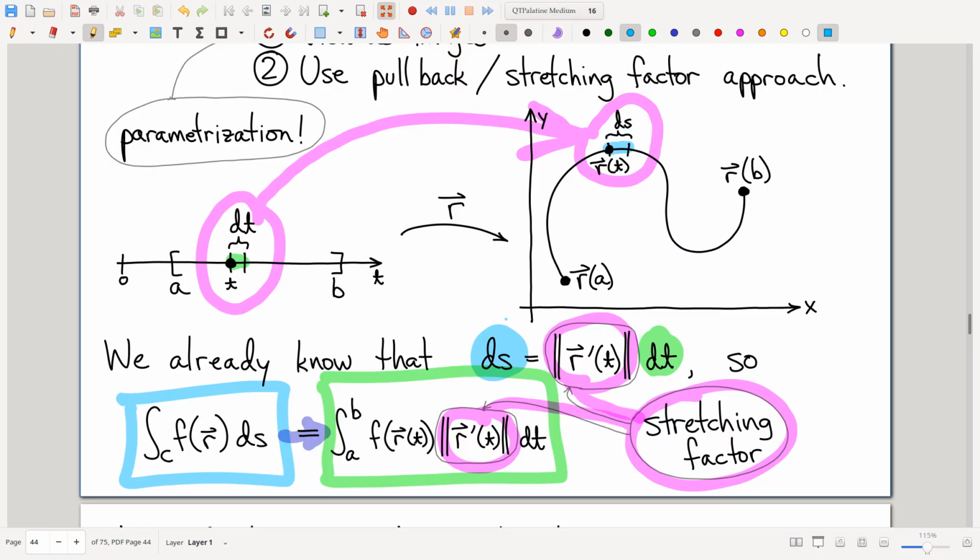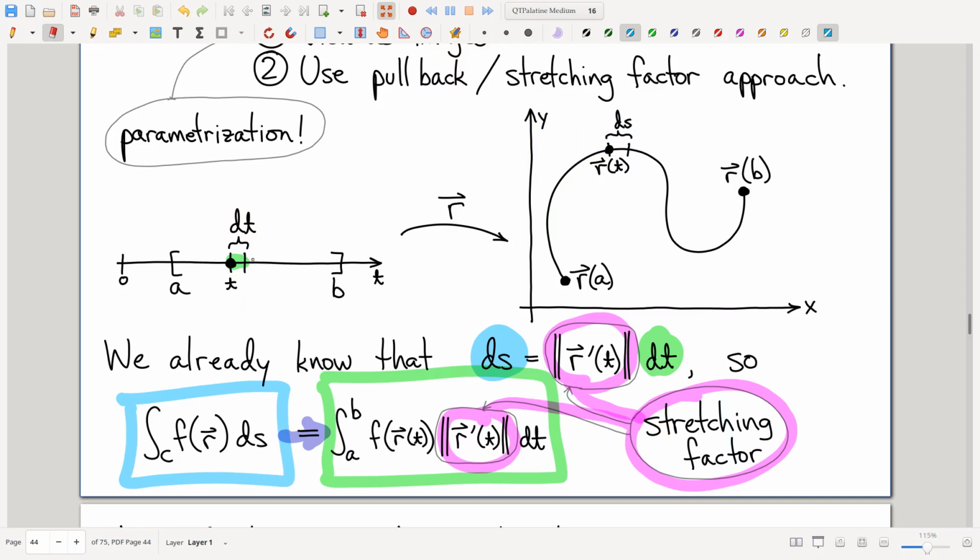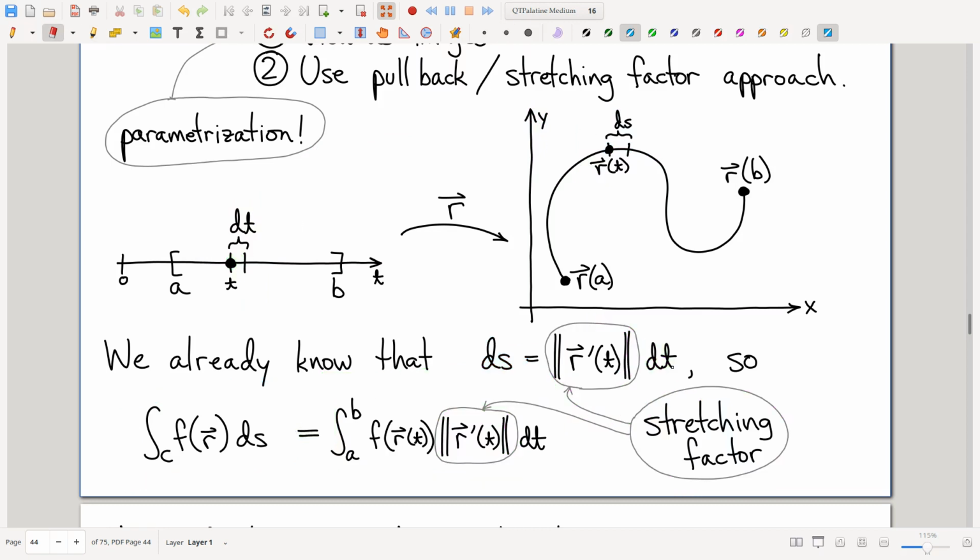Okay, so this is how our pullback strategy works, and frankly, it kind of works even better than change of variables did. Change of variables turned an ugly, like say, double or triple integral into a better double or triple integral. Here, we turned it into a single variable integral. Calc 1 style, single variable integral. This is highly computable. It's just again, Calc 1, Calc 2 methods.